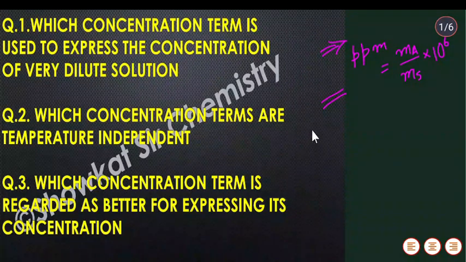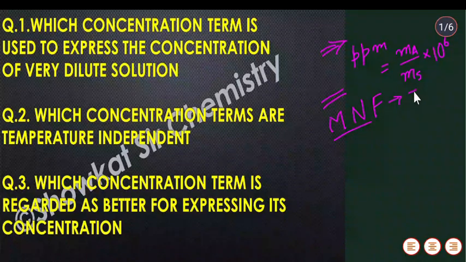Next is: which concentration terms are temperature independent? This is very important. See, we have various concentration terms. We have molarity, right? We have normality, right? We have formality. So these concentration terms are temperature dependent. They will depend on temperature because they actually involve the volume. This is very important. They involve volume.